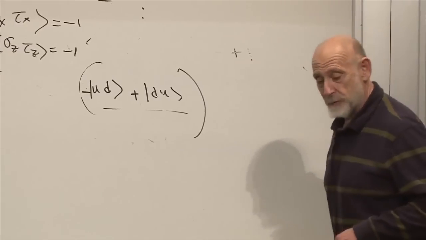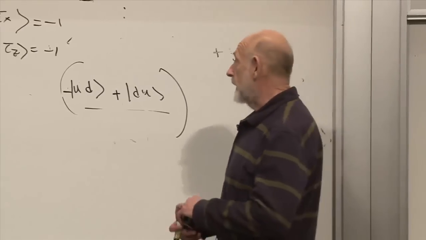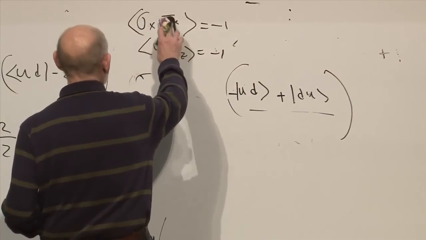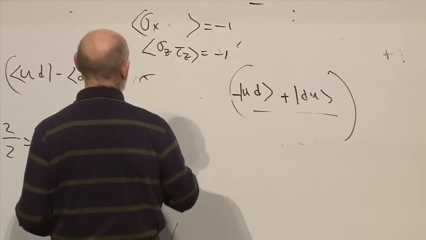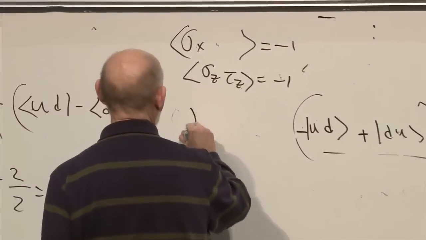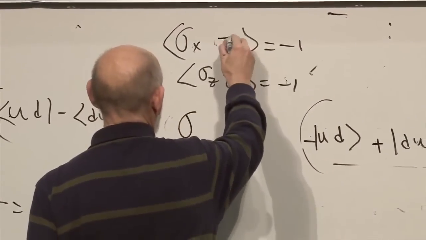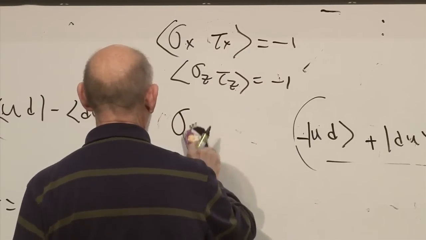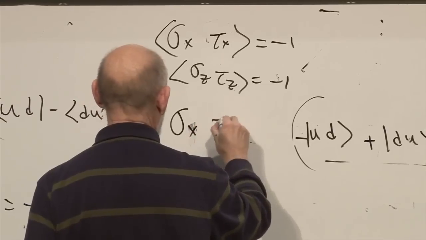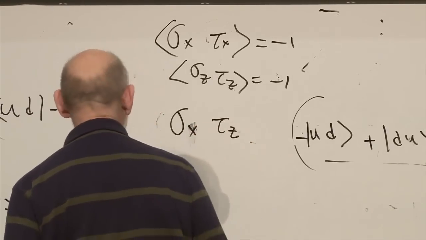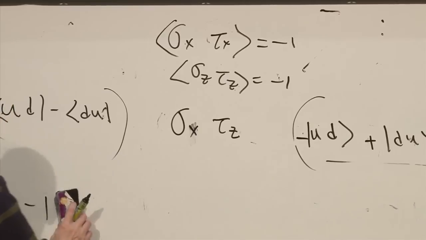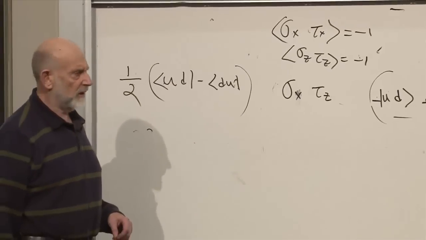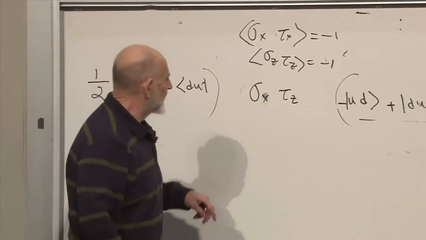Since I haven't worked it out, and I never worked it out, I'm going to work it out right now. Let's do sigma x times tau z. Oops, what did I write here? Sigma x tau x. All right. Let's do sigma x times tau z and see what we get. I don't know the answer, so let's do it. I have a suspicion. We'll find out.